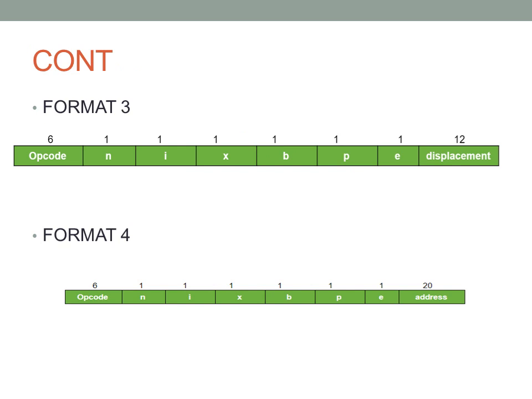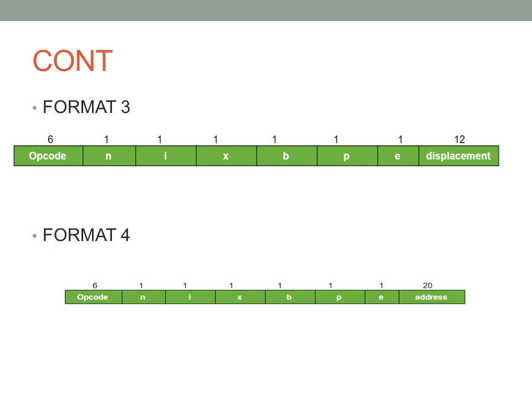Format 3 consists of an opcode, 6 flags and then displacement. Opcode consists of 6 bits and there are 6 flags. Each flag consists of 1 bit, and displacement consists of 12 bits.